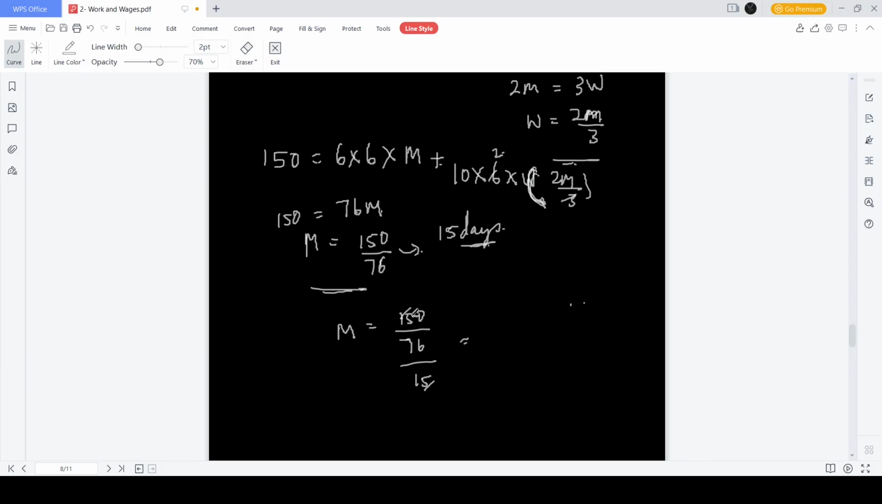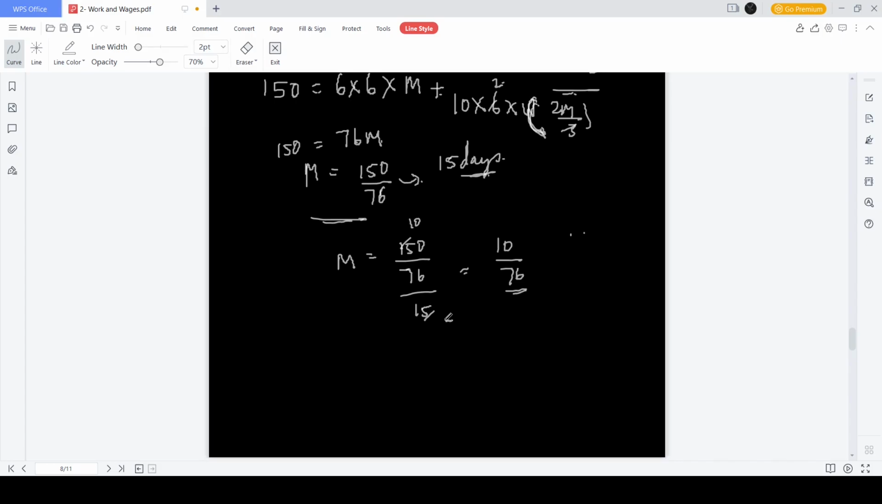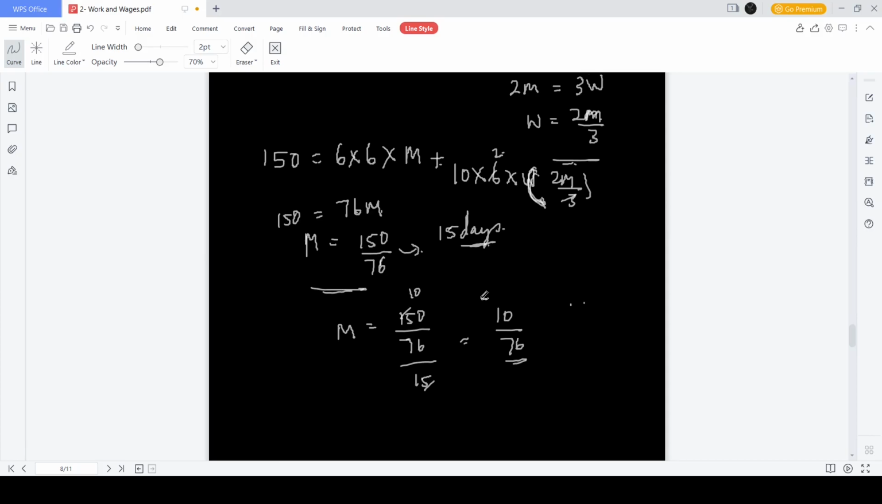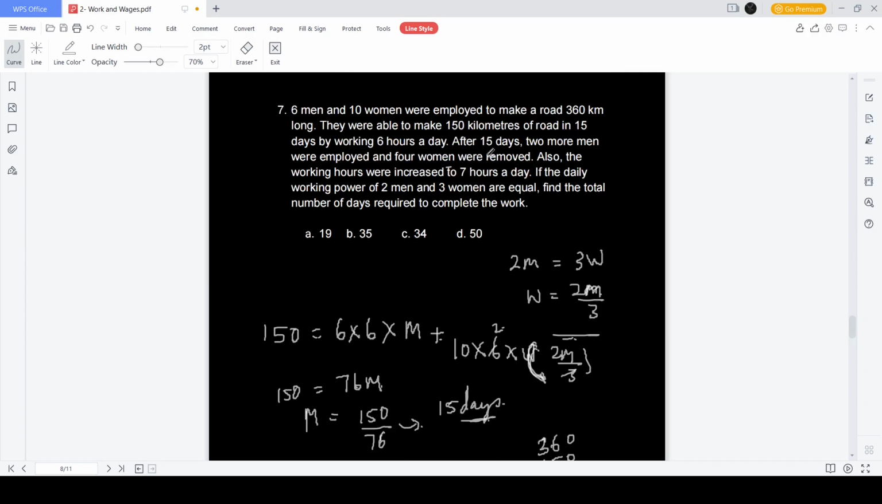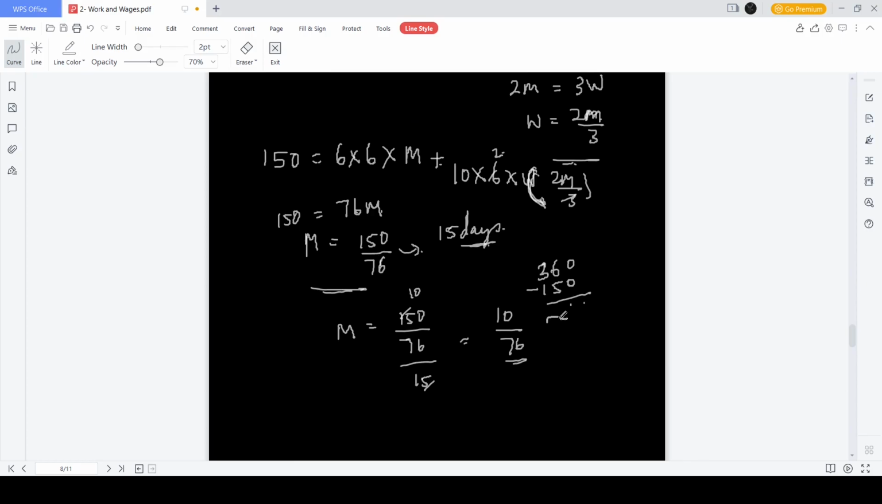Okay, so this cuts 10 times, so you get it as 10 by 76. Fine. Now we need to find out the number of days it took for the remaining 360 minus 150 kilometers of road to be built. Because there was 360 kilometers total, you get the remaining road as 210 kilometers.